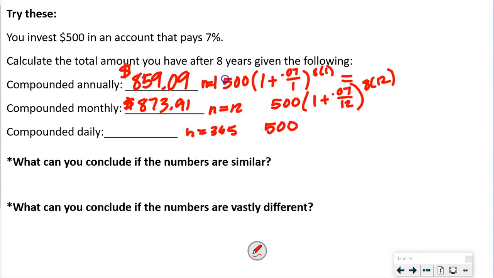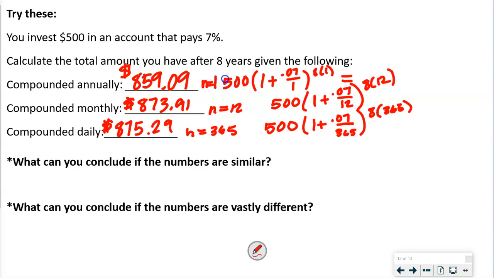And lastly, when we do compounded daily, we're going to do n equals 365. So this is going to be 500 times 1 plus 0.07 divided by 365. And we're going to multiply that 8 times 365 out here. Okay? When we do this one, we get $875.29.